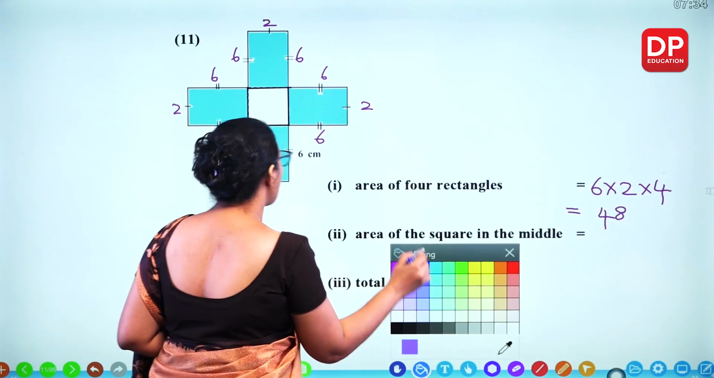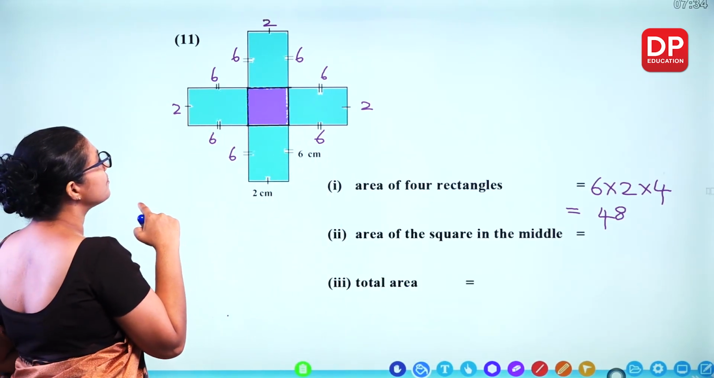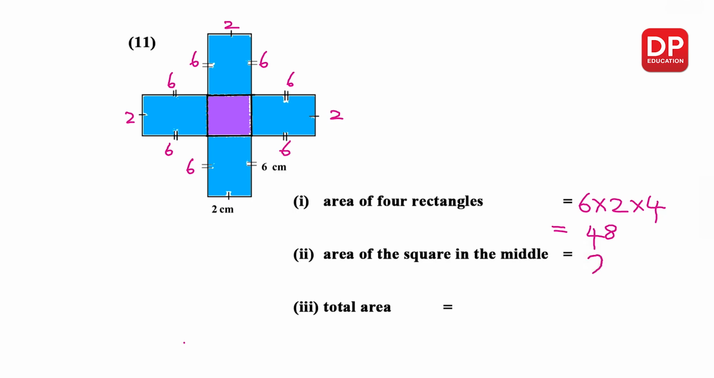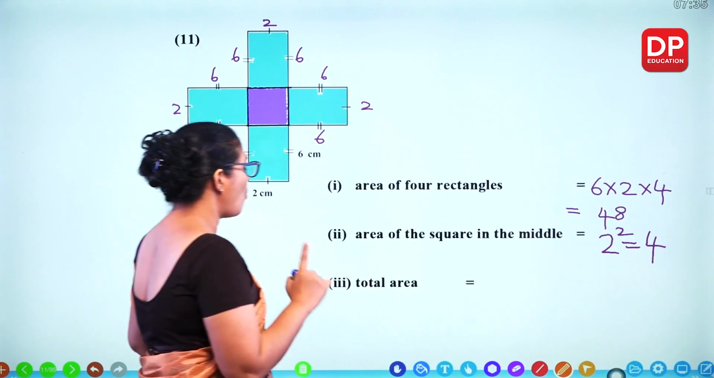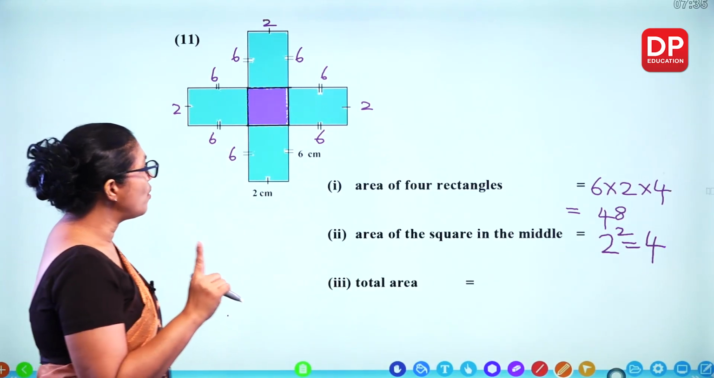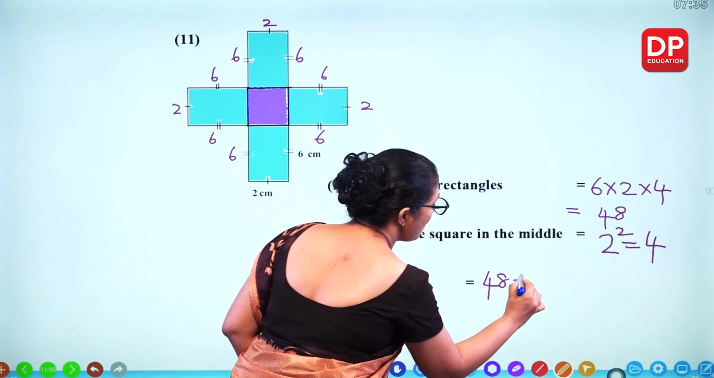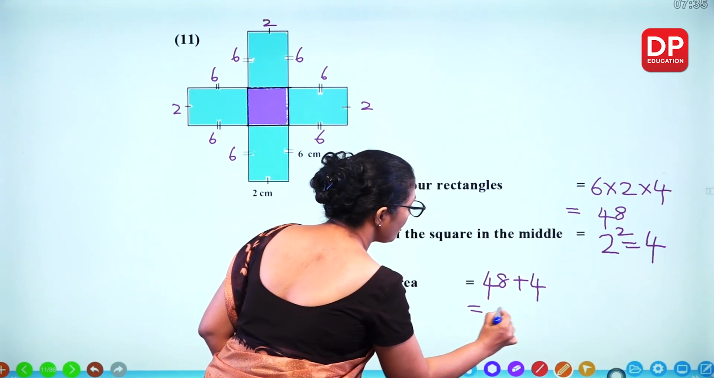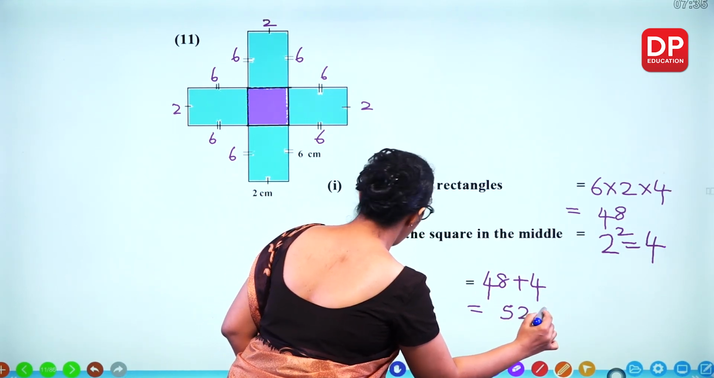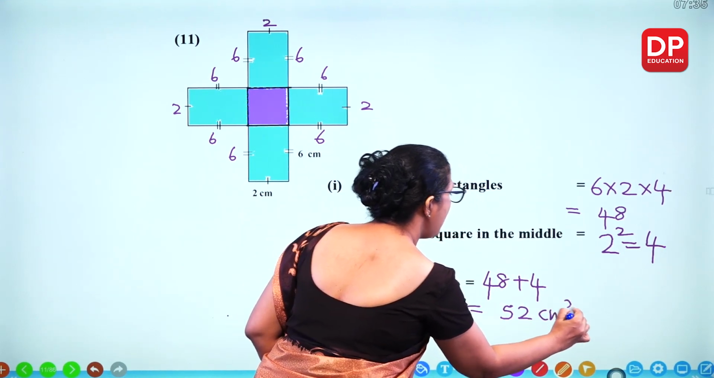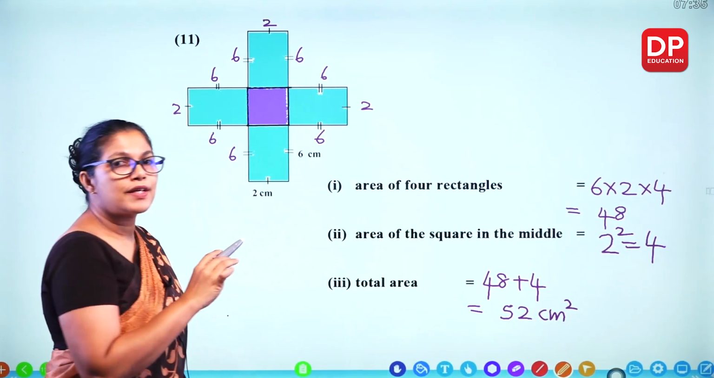Area of the square in the middle. What's the area of the square in the middle? Length is 2. What's the area of the square? 2 squared. That means 4. Now, what's the total area? Total area is 48 plus 4. 52 square centimeters is the area of this composite figure.